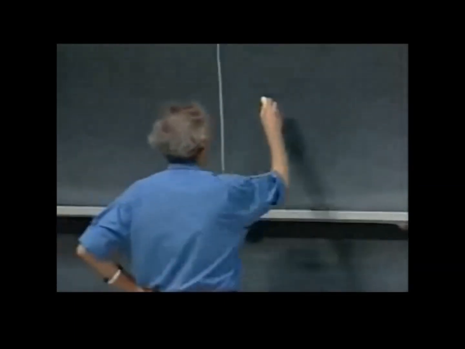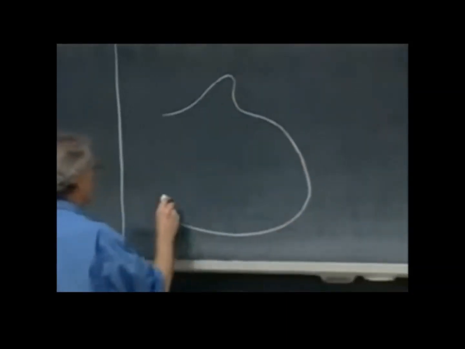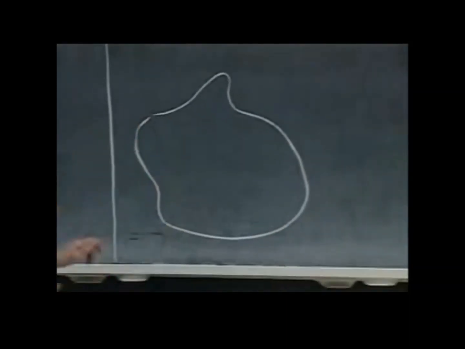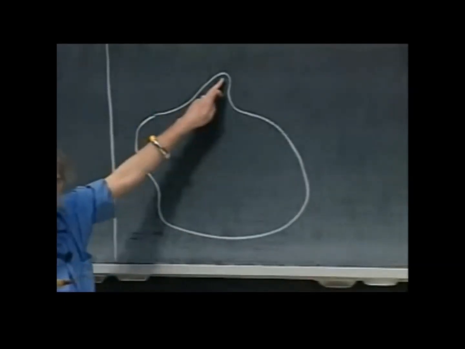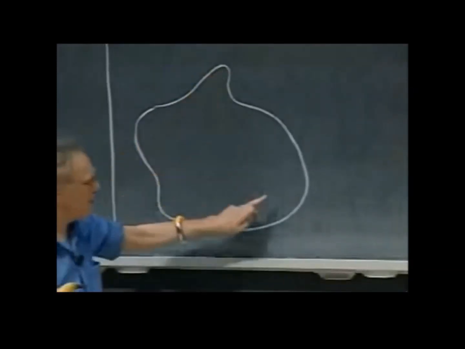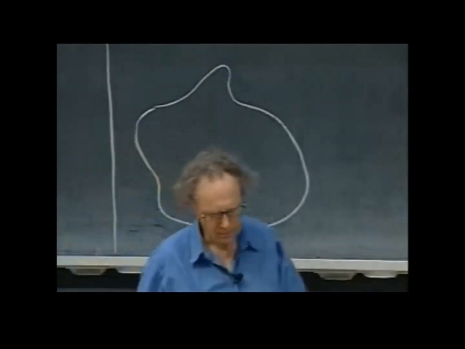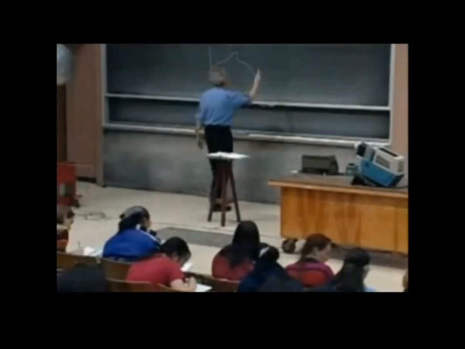If I had a solid conductor which, say, had this shape, then I'm going to convince you today that right here the surface charge density will be higher than there, because the curvature is stronger here than it is there. And the way I want to approach that is as follows.